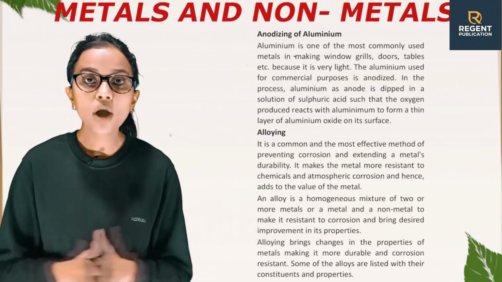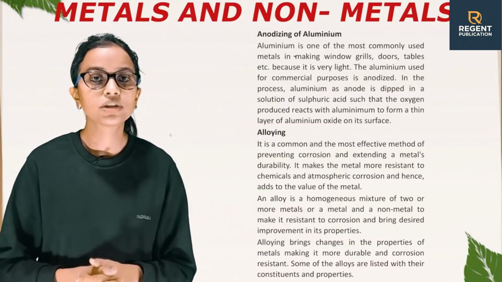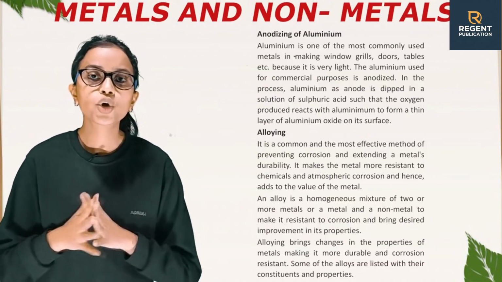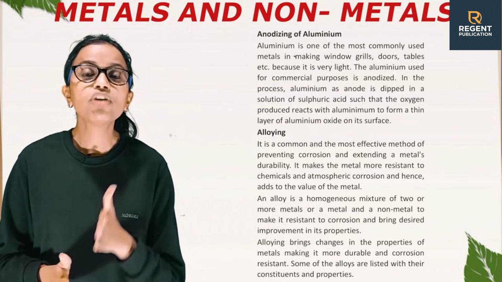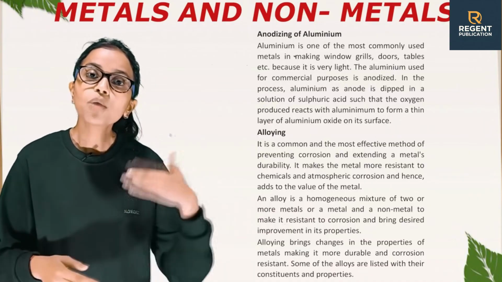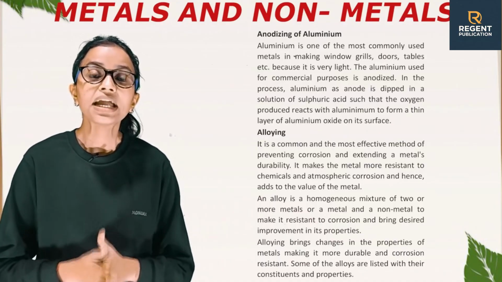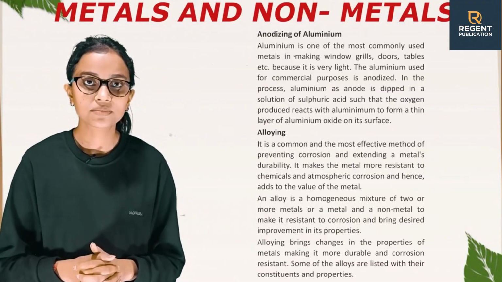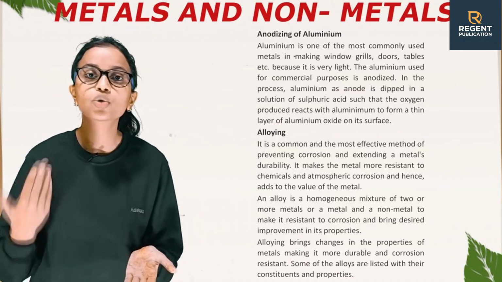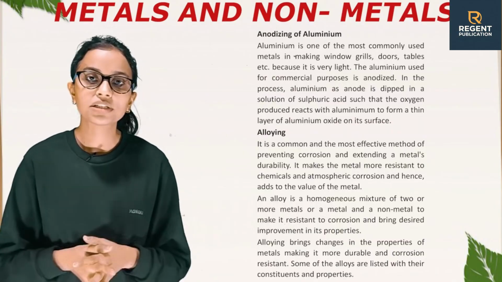Alloying. It is a common and the most effective method of preventing corrosion and extending a metal's durability. It makes the metal more resistant to chemicals and atmospheric corrosion and hence adds to the value of the metal. An alloy is a homogeneous mixture of two or more metals or a metal and a non-metal to make it resistant to corrosion and bring desired improvement in its properties. Alloying brings changes in the properties of metals, making them more durable and corrosion resistant. Some of the alloys are listed with their constituents and properties.